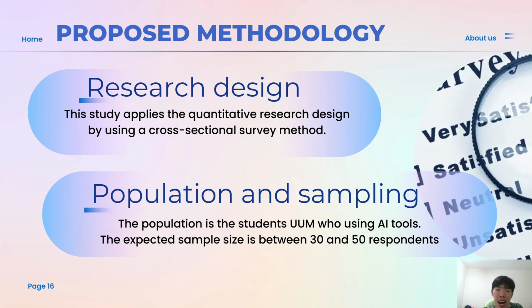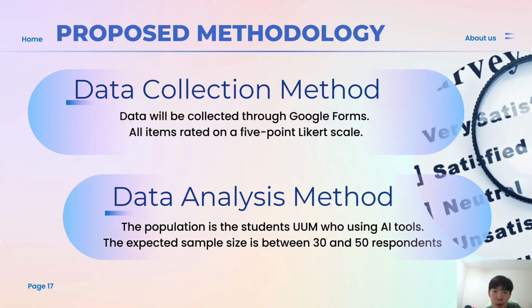So for the proposed methodology, for the design, we are designing a quantitative study using the survey method. For the population, we are using students who like to use AI tools or are using AI tools. The expected population size is between 30 and 50 respondents. For the data collection method, we are using Google Form to collect the data, and all items have a 5-point Likert scale: strongly disagree, disagree, neutral, agree, and strongly agree.